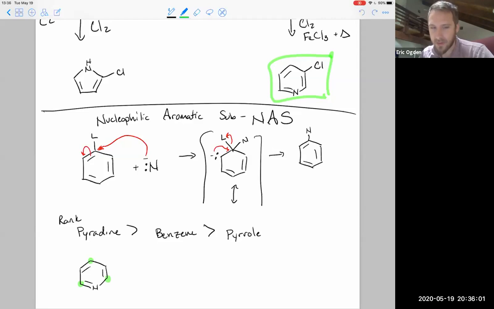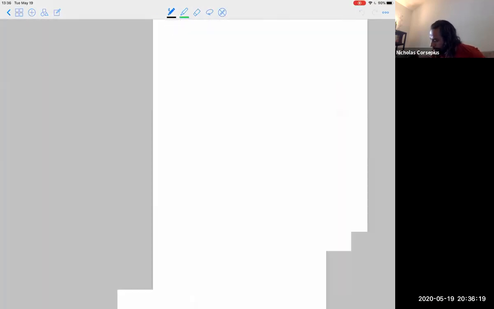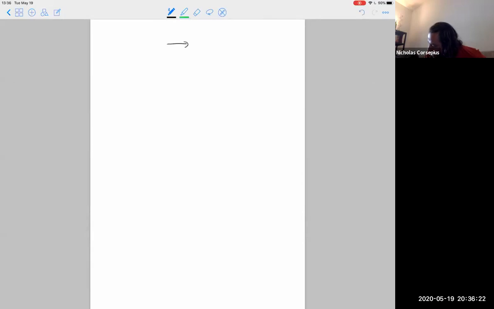With NAS, it has to have a leaving group. Correct, yes. Your hydrogen isn't going to work, right? Typically it would be something like a halogen. There was one other one. Let's remind ourselves real quick, and that is this diazonium ion. Yes, the diazonium ion is another thing that we saw that plays the role of a good leaving group.